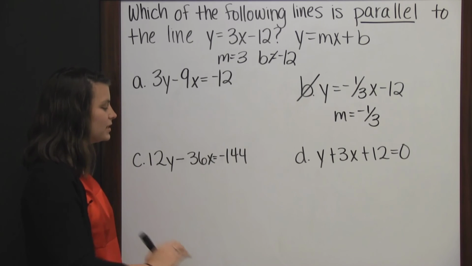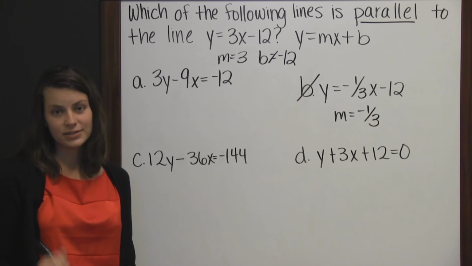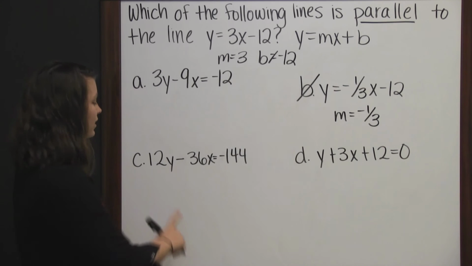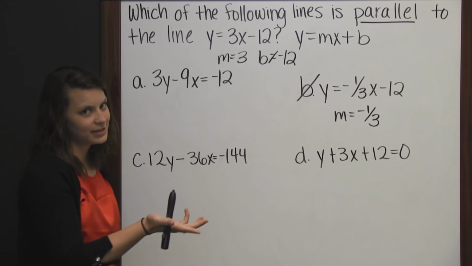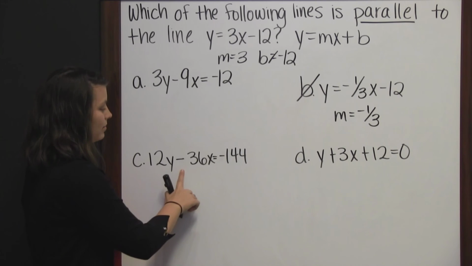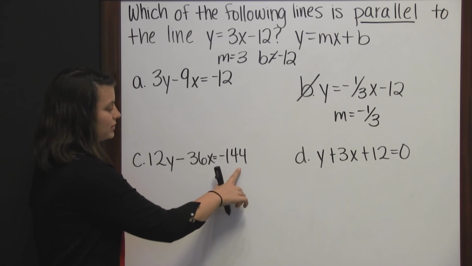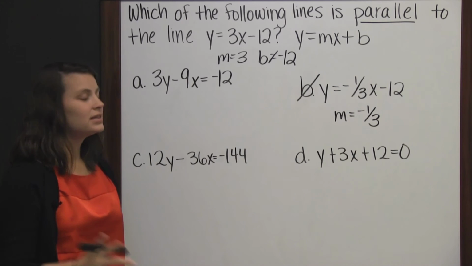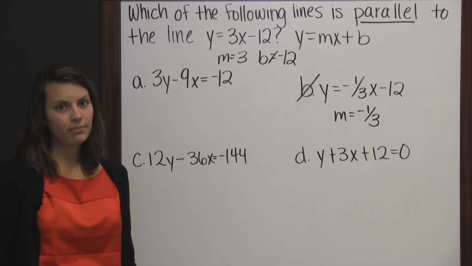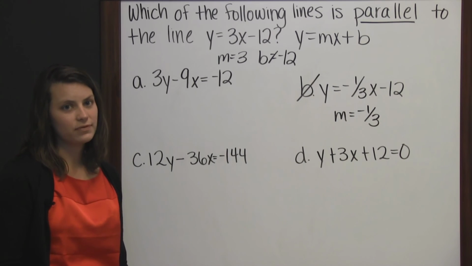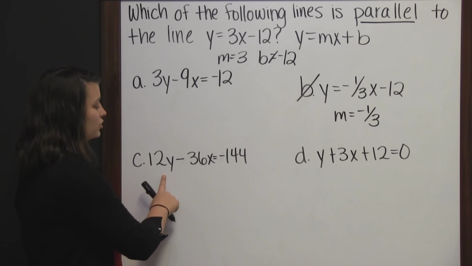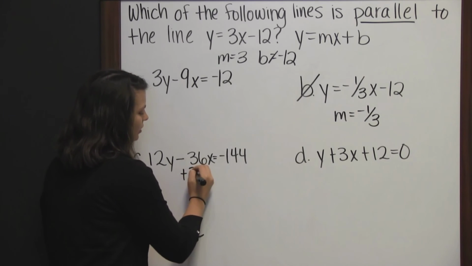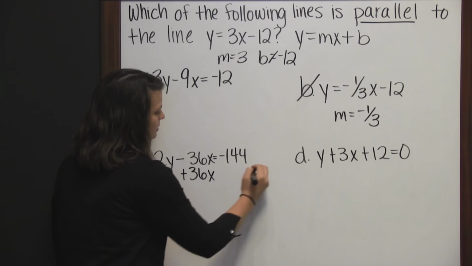C. This equation is not in slope-intercept form. It's in standard form, which is, well, close to standard form. It's ax minus by equals c. And since it's not in slope-intercept form, we do not know the slope of this line. But we can find the slope of this line by transforming it. The first thing we need to do is add 36x to both sides.